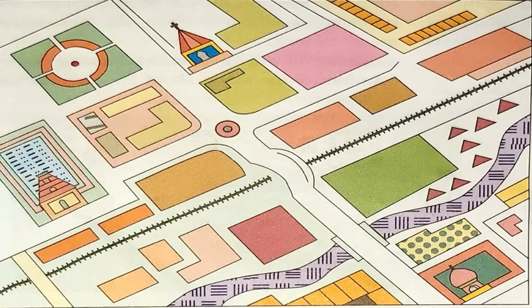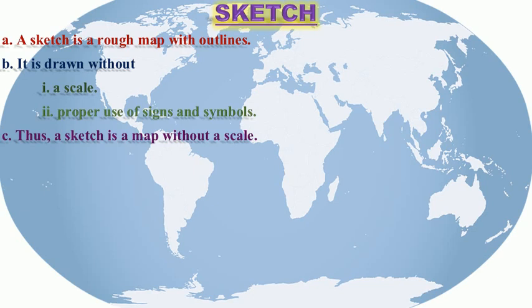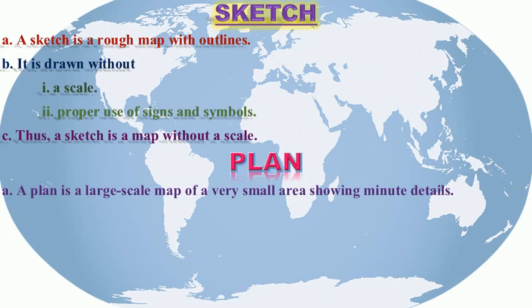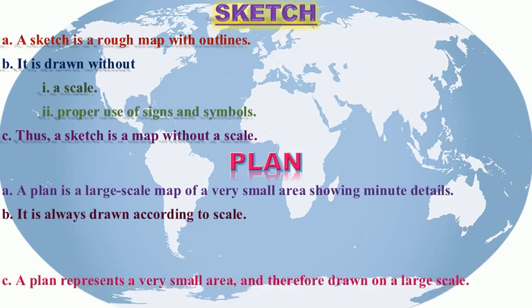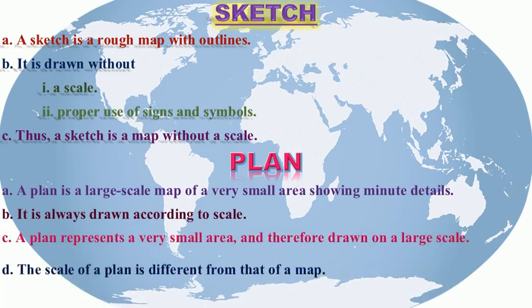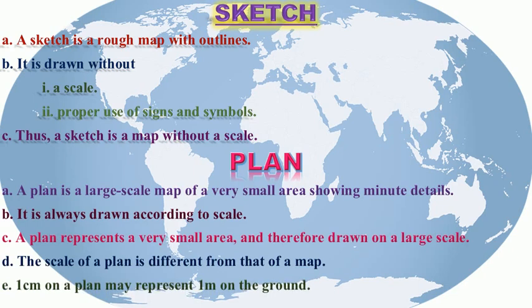Okay, let us move on to what a plan is basically. A plan is a large scale map. An accurate map of a very small area which shows minor details is called a plan. And let me tell you, a plan is always drawn according to scale, but the scale of a plan is different from that of a map.